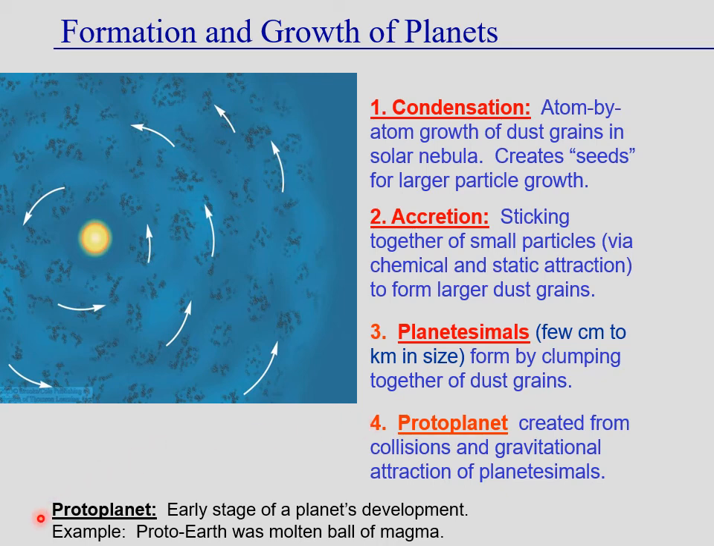And a protoplanet is the early stage of a planet's development. For example, the proto-Earth was a molten ball of magma. So you can think of this as oceans of lava in the early Earth before it cooled. So protoplanets are created from the collisions of all these planetesimals. The growth starts at the microscopic level, and the particles, as they stick together, grow and accumulate, getting bigger and bigger until eventually forming a planet.